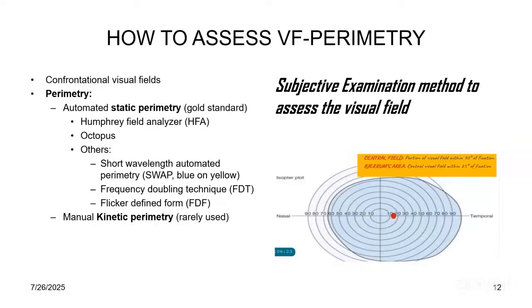Confrontational visual field, which is another way of assessing the visual field, can be done at the bedside or in the clinic. So that's a quick way of having an idea of what the visual field is. And this will be more practical, especially when the patient has tunnel vision. It's really more subjective compared to the automated static perimetry, in the sense that you're assuming that your own visual field is normal.